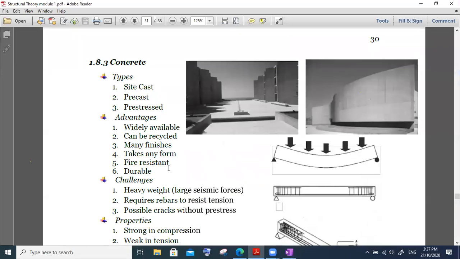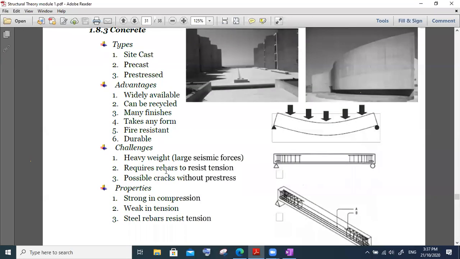Advantages, widely available of course yung concrete. Can be recycled. Kapag nag-demolish ka, pwede mong gamitin ulit as aggregates. Can be many finishes. Kung ano yung itsura ng hulmahan, yun yung maging itsura niya. Pero kung kahoy, kailangan mo pa siyang ukitin. Takes any form, of course, fire resistant and durable. Yung challenges nito, heavyweight siya. Requires rebars to resist tension, so possible cracks without prestress. Sabi ko nga kanina, kapag yung mga prestress, hindi siya prone sa cracking.